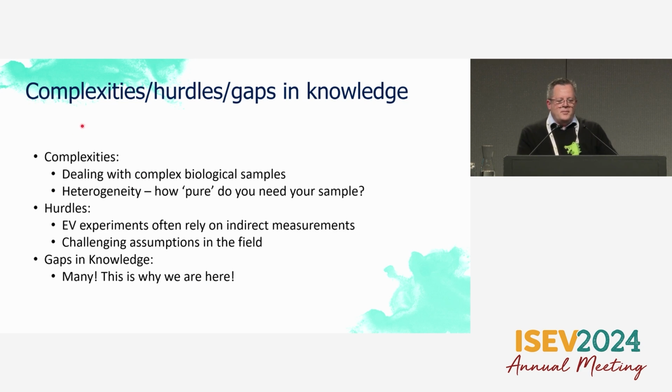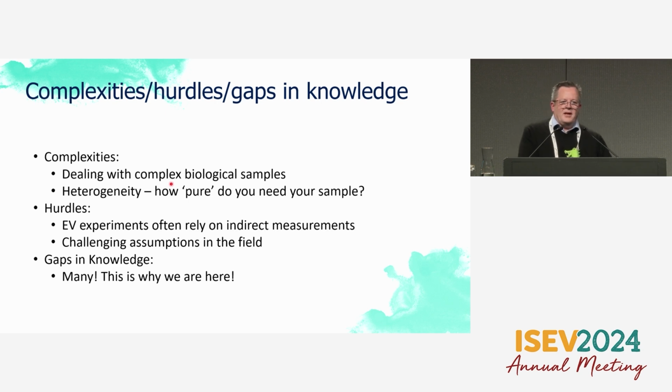There's lots of also complexities, hurdles, and gaps in knowledge. Well, with complexities, dealing with EVs, we're dealing with very complex biological samples. Some are simpler than others, but we are trying to isolate things out of complex biological materials, be it cell culture supernatants, tissues, or bodily fluids. And also, and this was covered a lot this morning, around heterogeneity. We all know it exists, but how important is heterogeneity to your experiments or what you're trying to do? So how pure do you need your sample for your application?